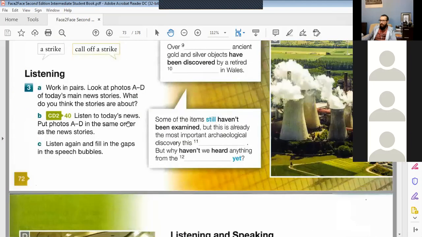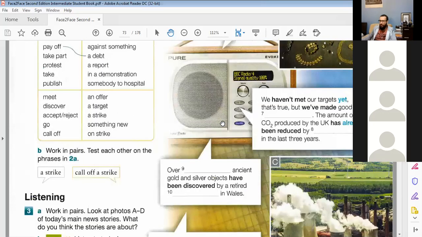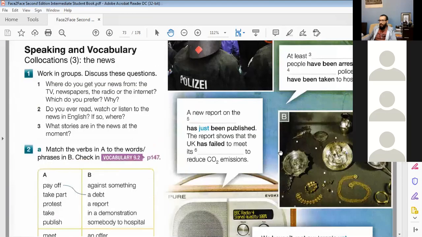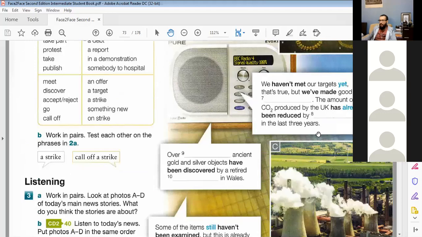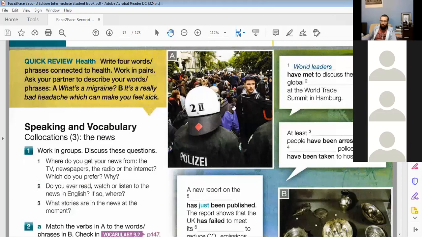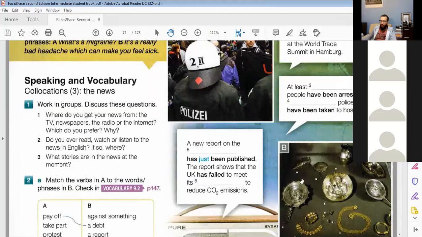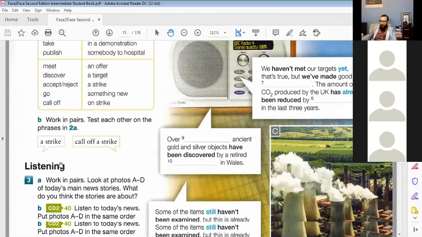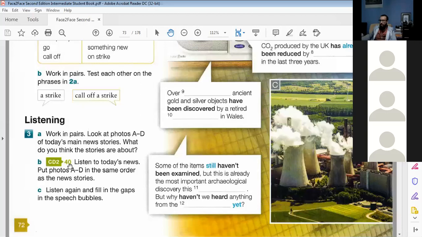And it says here, listen to today's news and put photos A to D in the same order as the news stories. So you have to remember that when we're listening now, the tracks are not in the same order as the pictures. Do you get the idea? The clips themselves don't necessarily match the pictures in order. All right? Because after we listen, we are going to match the words to the pictures. All right?